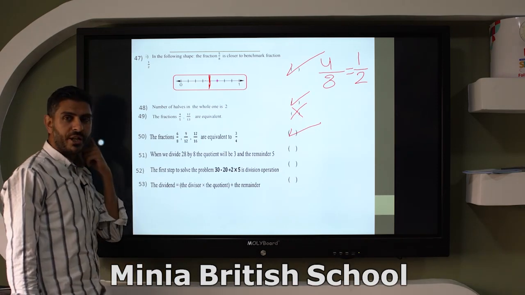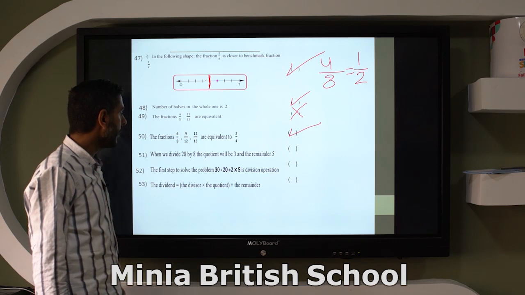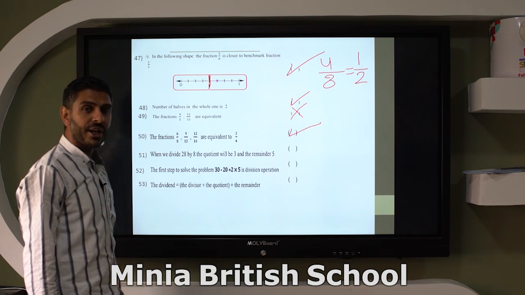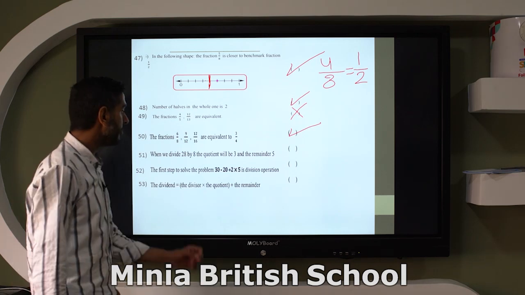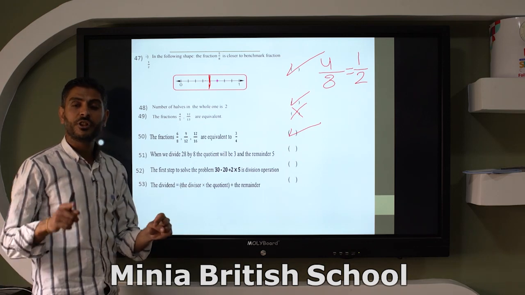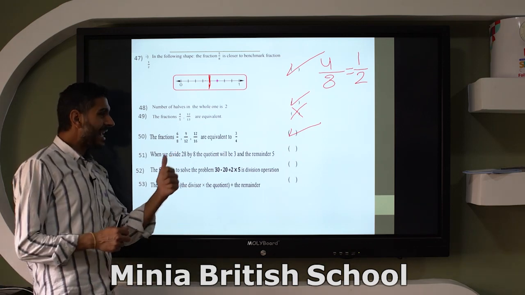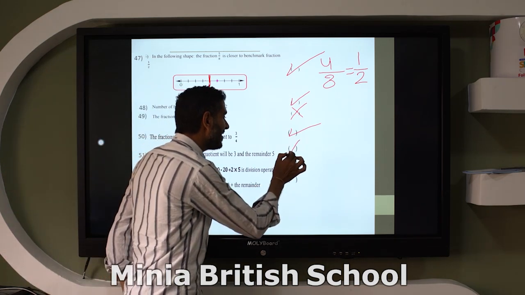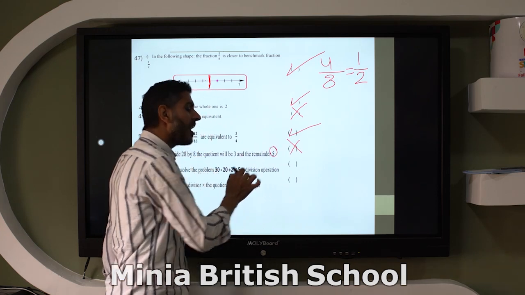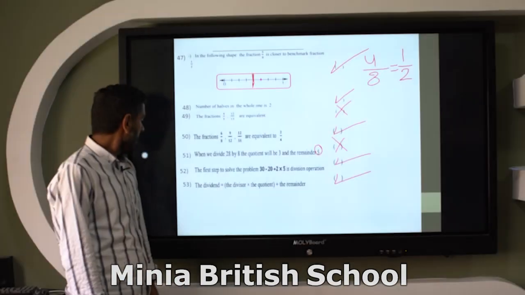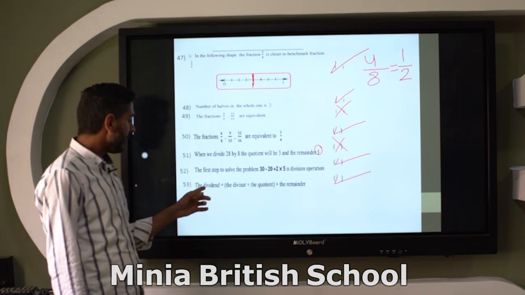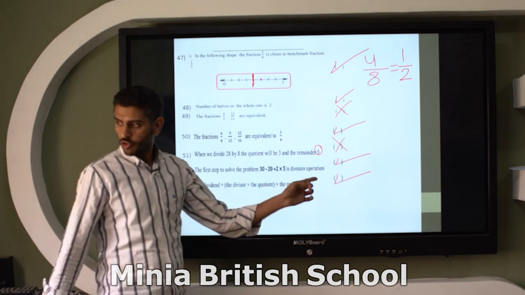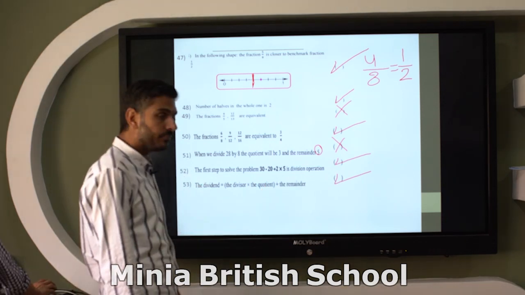When we divide 28 by 8, the quotient will be 3 and the remainder 5. 3 times 8 equals 24. It's 28. So the remainder is 4, not 5. So it's wrong. The remainder here is 4, not 5. The dividend equals the divisor times the quotient plus remainder. Yes, it's right. Next one.